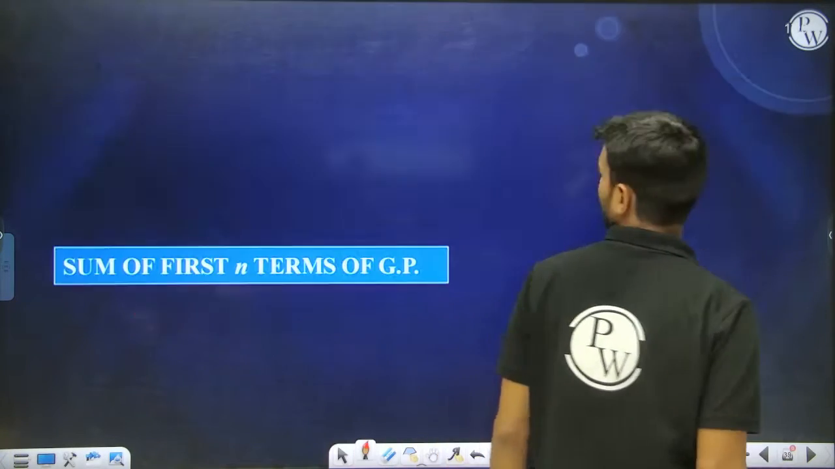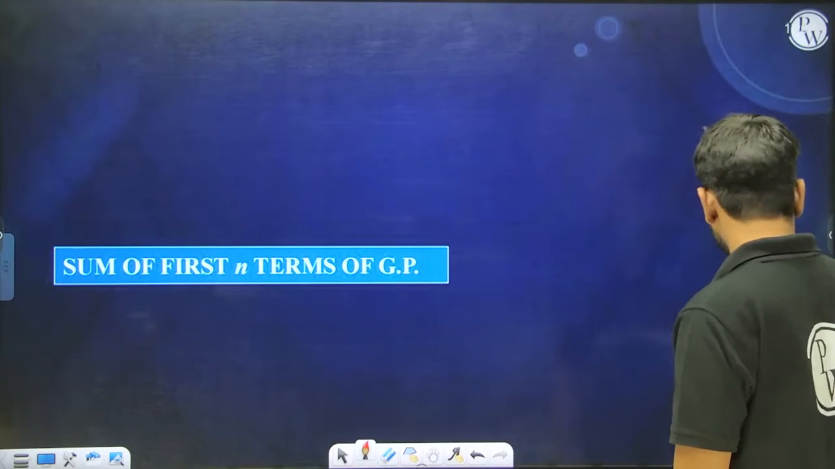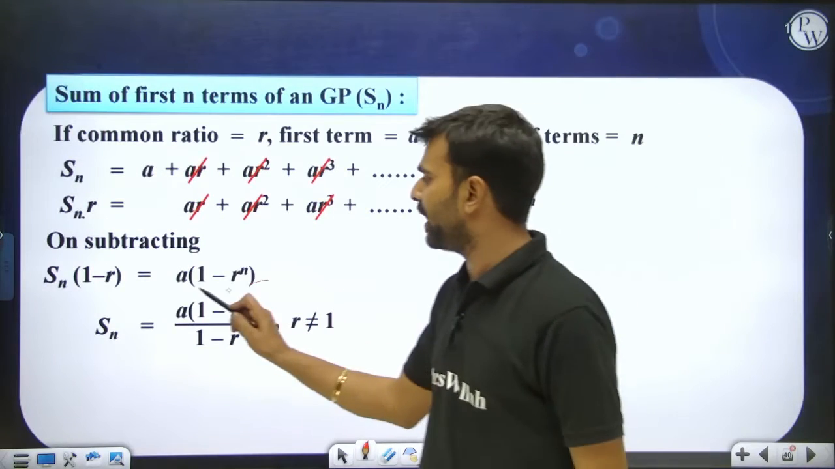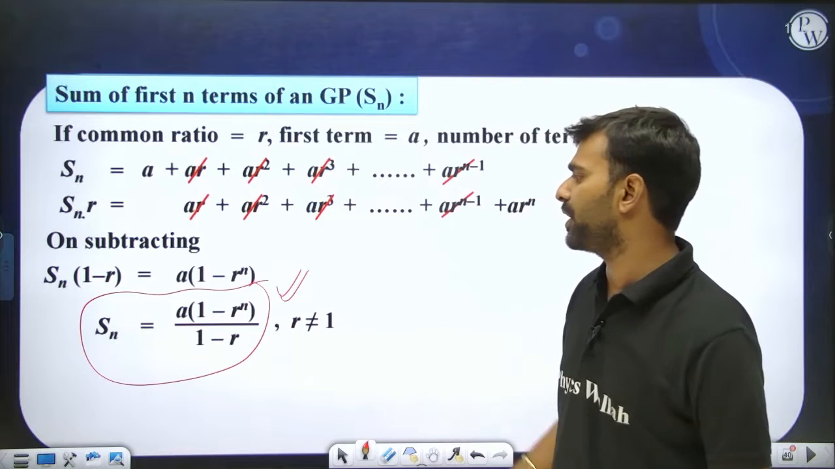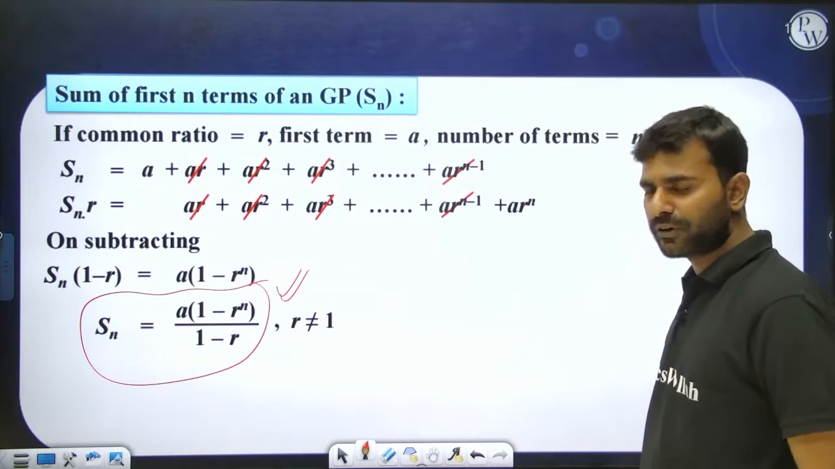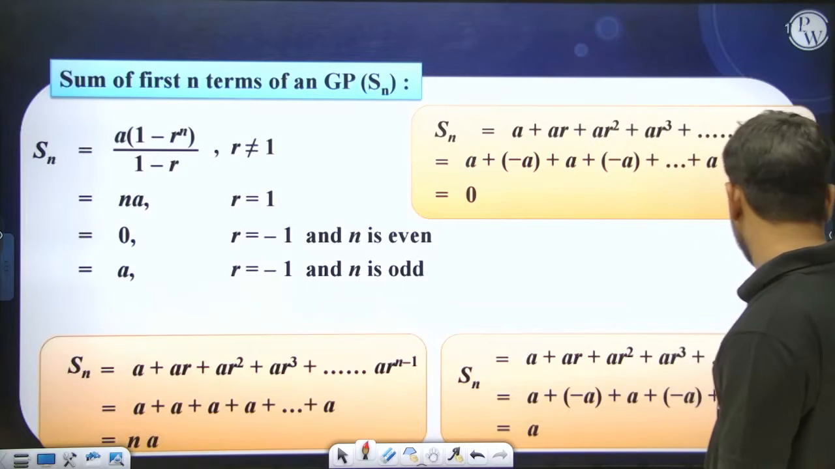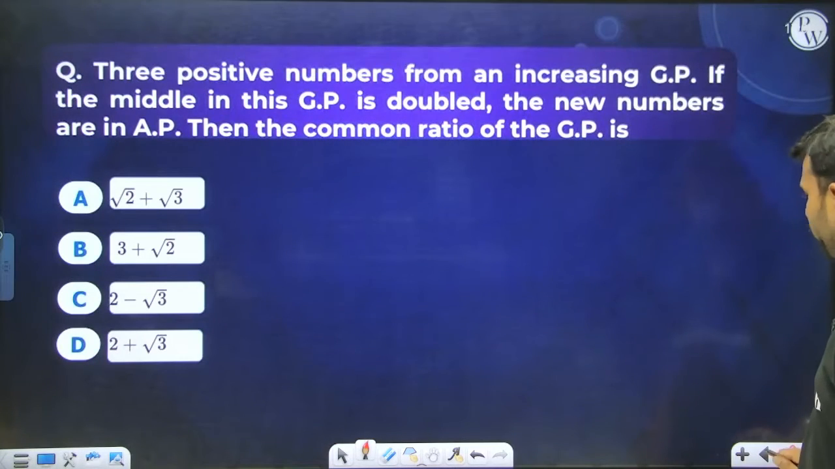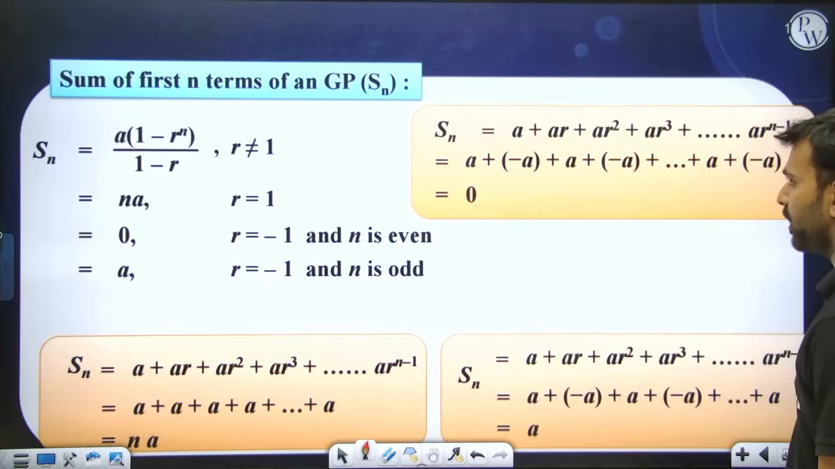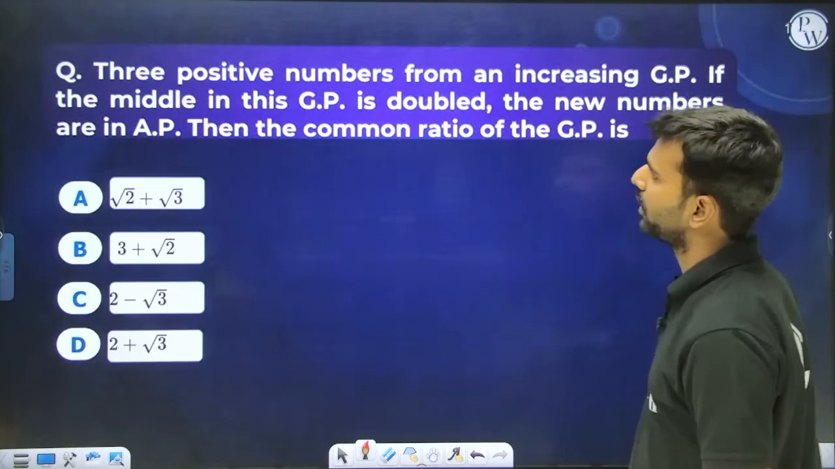Okay. Alright, sum of first n terms of a GP. I just told you that this is the formula, A times 1 minus R to the power number of terms upon 1 minus R. Sum of infinite terms formula is also there. So the sum of infinite terms formula is what? It is equal to A upon 1 minus R. So keep that formula also clear in your mind.